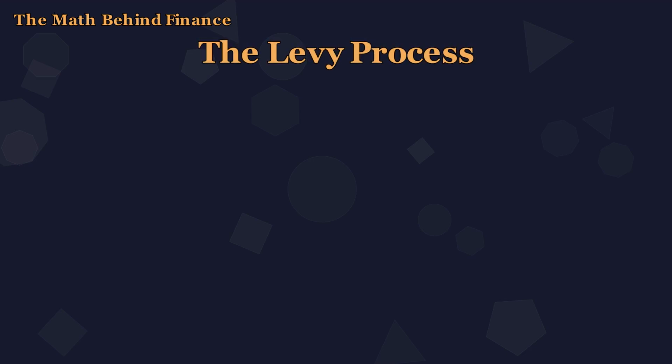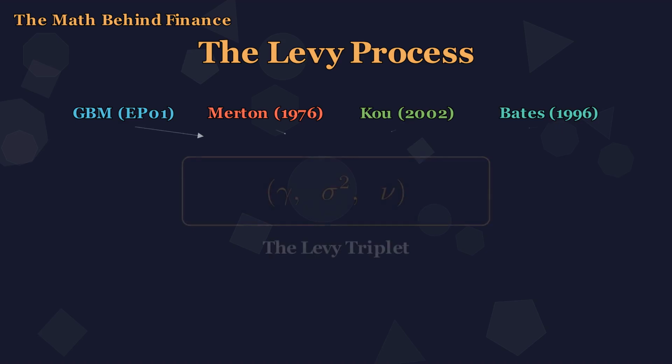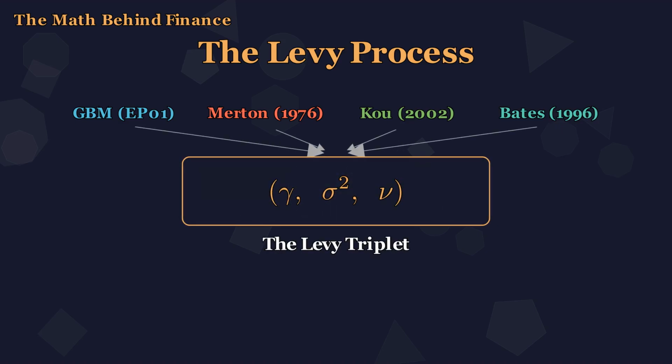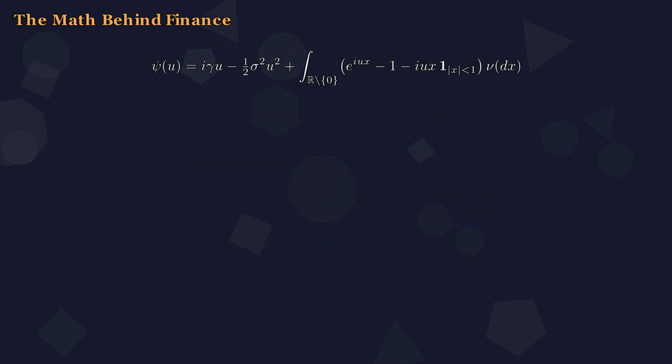Every model we have seen in this episode, and in fact every model in this entire series, is a special case of one mathematical object, geometric Brownian motion from episode 1. Merton's jump-diffusion, Kou's double exponential, Bates's stochastic volatility with jumps. They all live inside a single framework called the Lévy process, characterized by just 3 ingredients, a drift gamma, a Brownian component sigma squared, and a jump measure nu. The Lévy-Khintchine formula is the master equation.